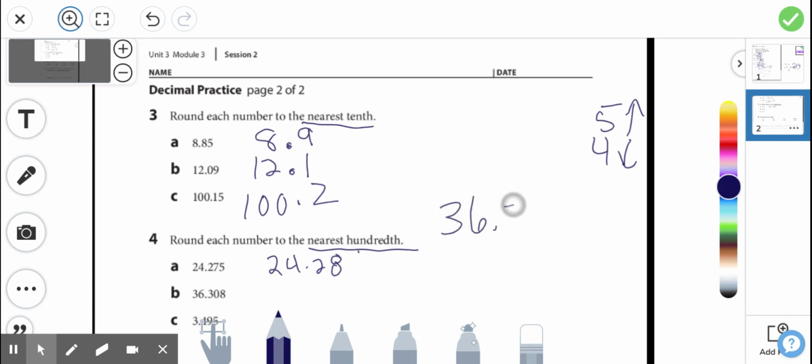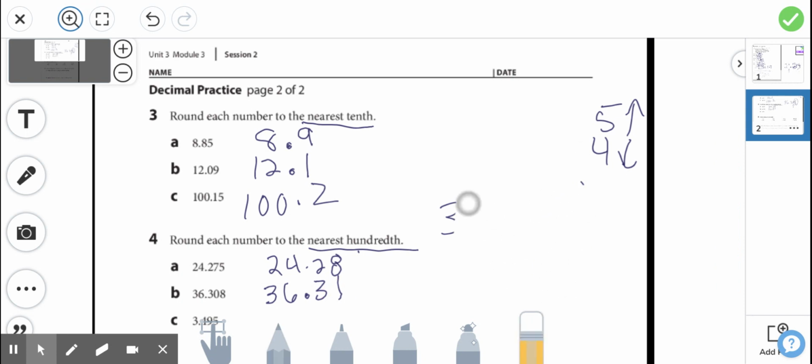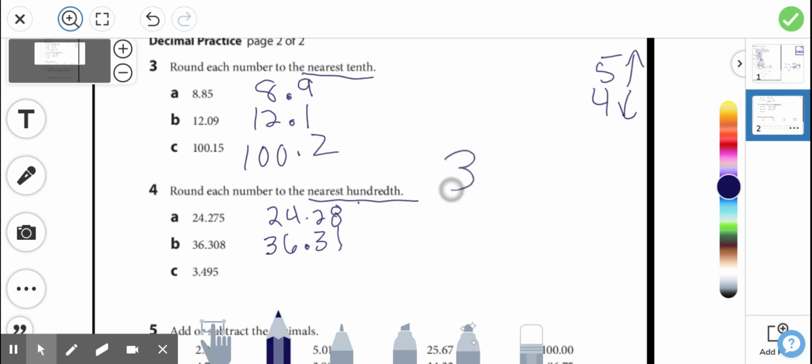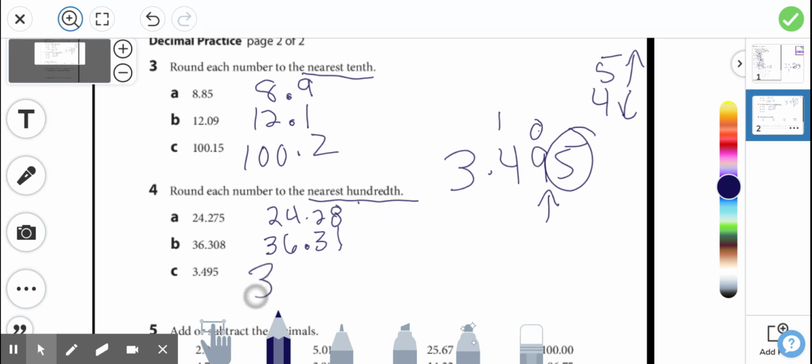Now we're at 36.308. Here is my hundredth place. Here is my helper number. 5 or greater, we round that 0 up to a 1. 36.31. Now we have 3.495. Here's my hundredth place. Here's my helper number. 5 or greater, we round this 9 to a 10 and carry a 1. 3.5 or 3.50, same thing.